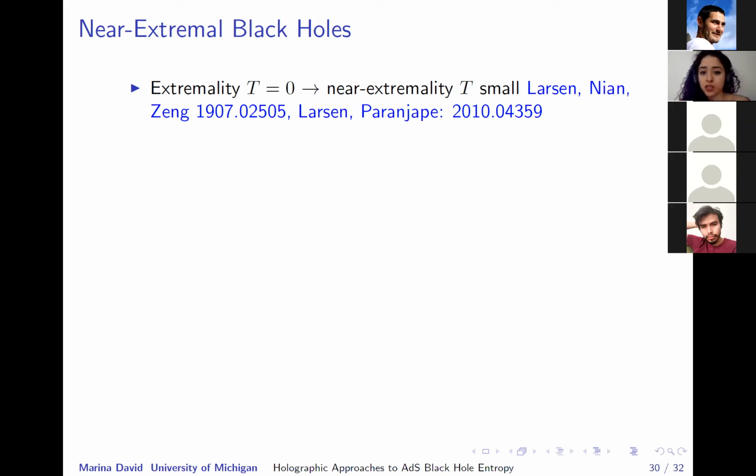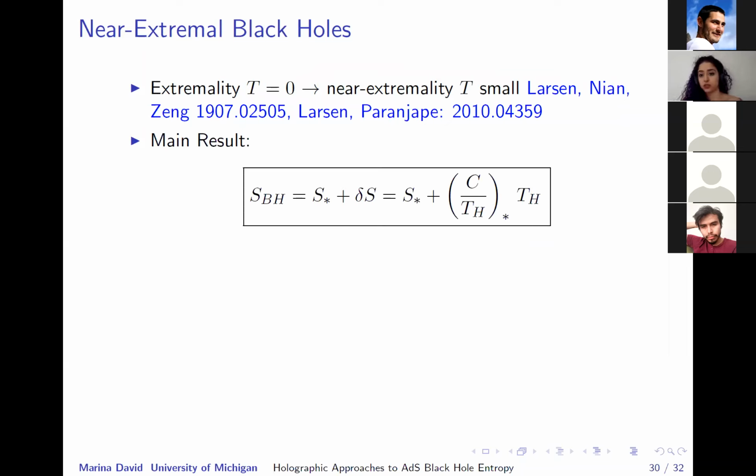And some of this work for near-extremal black holes has been studied by Larsen and collaborators. And the result that we will find, which also matches their result, is that the entropy is going to be the BPS entropy, this term, and then an additional term that's proportional to the heat capacity of the black hole times the Hawking temperature. We expect for near-extremality that this extra term is going to be small because we have very small temperature.